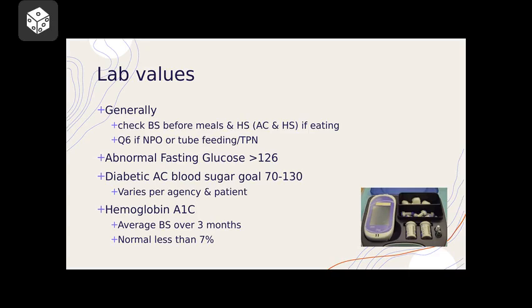Normally, we want an A1C that is less than 7%. Over 7% is going to indicate diabetes. So this is a great lab value to help diagnose, as well as look at the control of your blood sugars over 3 months.